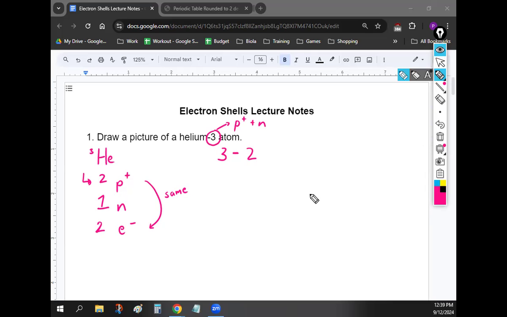So remember, protons and neutrons go in the middle of the atom. So we're going to draw 2 circles with a plus sign. We're going to draw 1 circle with nothing inside of it because that's the neutrons. And then we're going to draw 2 electrons flying around, and they don't touch anything. They're not in contact with even each other. All right, and there you go. That's going to be what a helium-3 atom looks like.